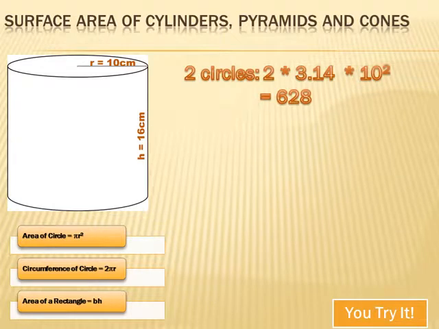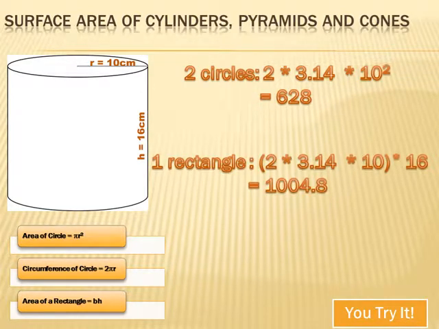Now, let's deal with the circles. Each of those circles has a radius of 10 centimeters, and there's 2 circles. So I've got to figure out how much the area of each of those circles is. So it would be 2 times pi r squared. The radius is 10, so it's 2 times 3.14 times 10 squared, or 628.